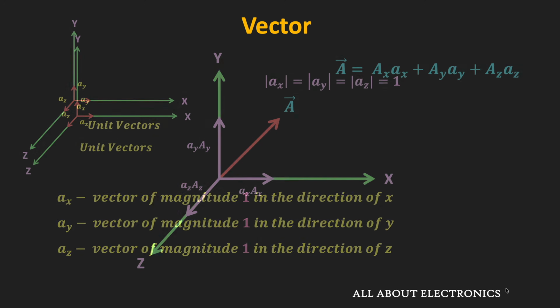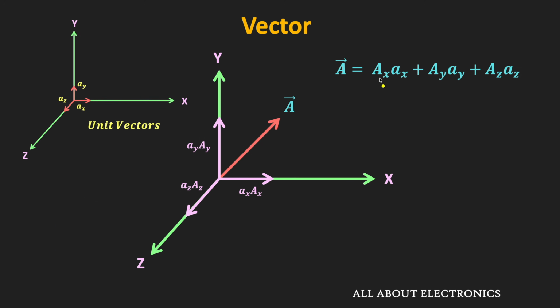So when the unit vector ax is multiplied by the component Ax, then the magnitude of the unit vector will also get multiplied by the same amount. So it shows that this vector A has the component Ax in the x direction. Likewise, Ay times ay represents that vector A has the component Ay in the y direction. And likewise, vector A has the component Az in the z direction. And when we add all these vector components together, then we will get this vector A.